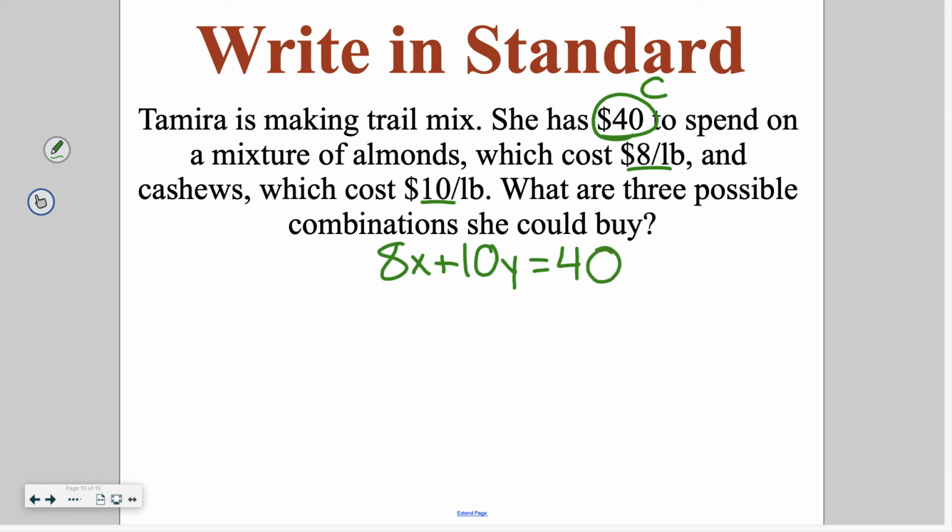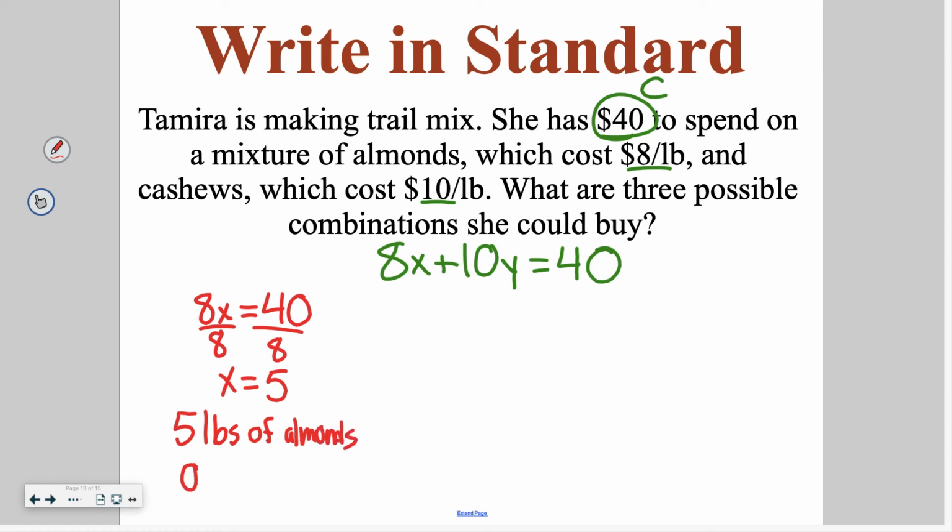Now, to answer the question, we want 3 possible combinations that she can buy. In order to do that, the first combination you should solve for is your x-intercept. So plugging in 8x plus 10 times 0, which remember causes it to go away, is equal to 40. When I solve for x, I end up with 5. So what that means is that she can buy 5 pounds of almonds and 0 pounds of cashews. So it's telling us how much of each she can buy.